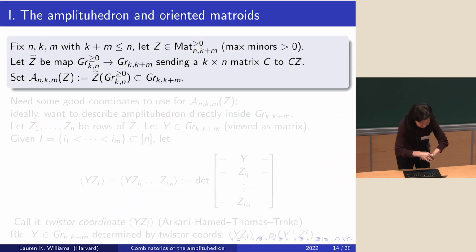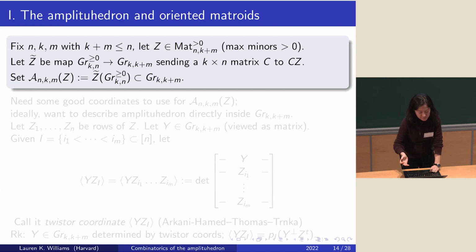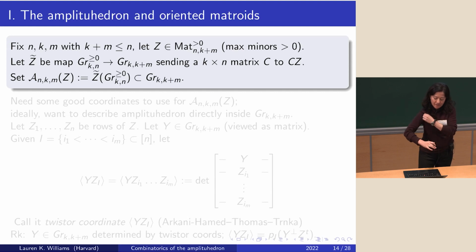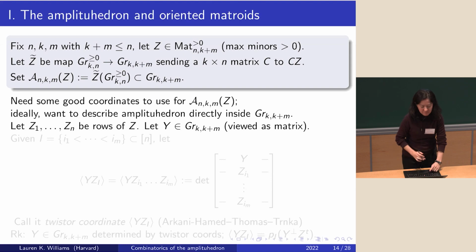Okay. So now let me say a few words about oriented matroids, or rather how these things are connected to matroids. Up here I just have a reminder of the definition of the amplituhedron. The amplituhedron is the image of the positive Grassmannian under a map, and it lies inside a Grassmannian. We'd like to have some good coordinates with which to talk about it. We want coordinates describing it directly inside the Grassmannian of k-planes in k plus m space.